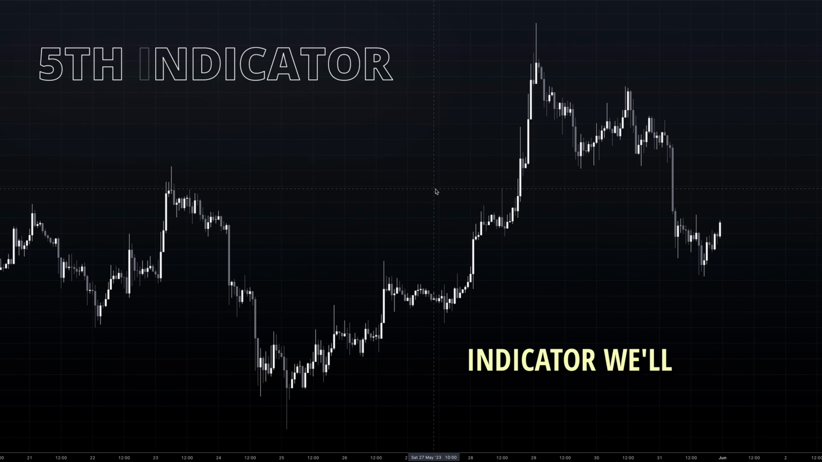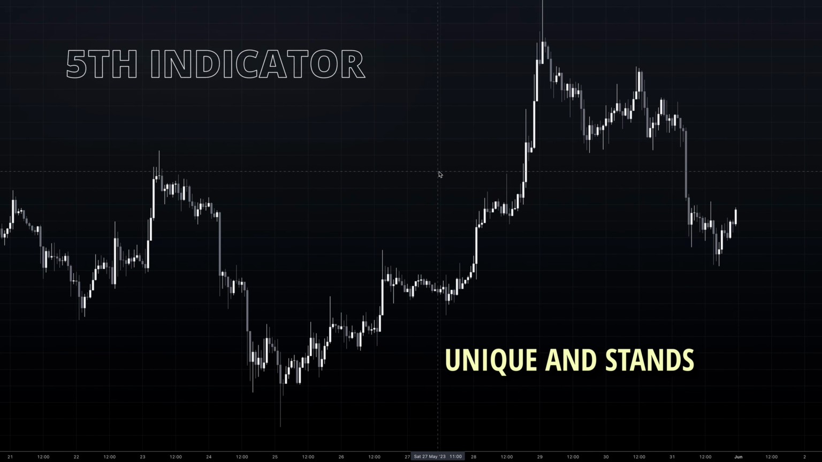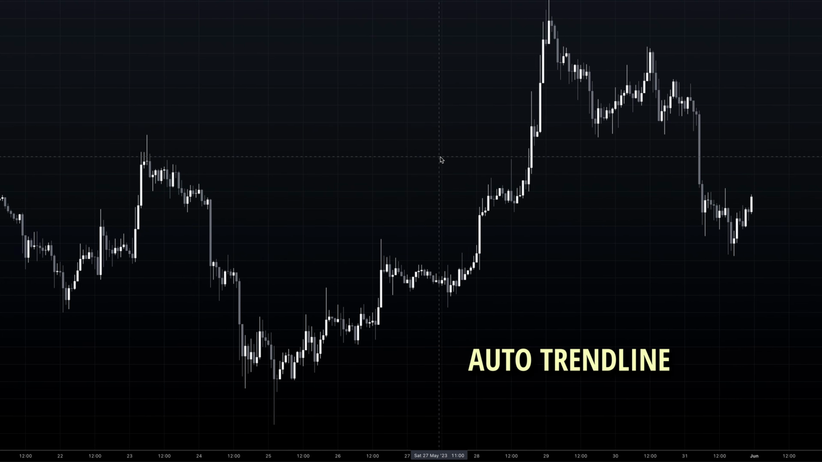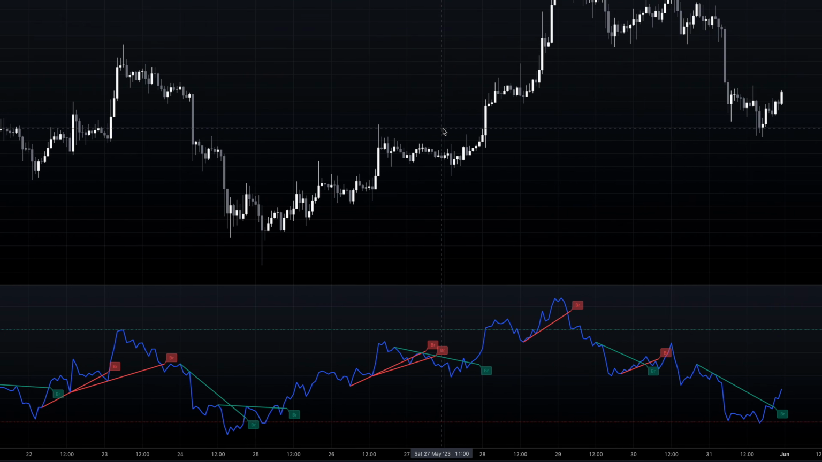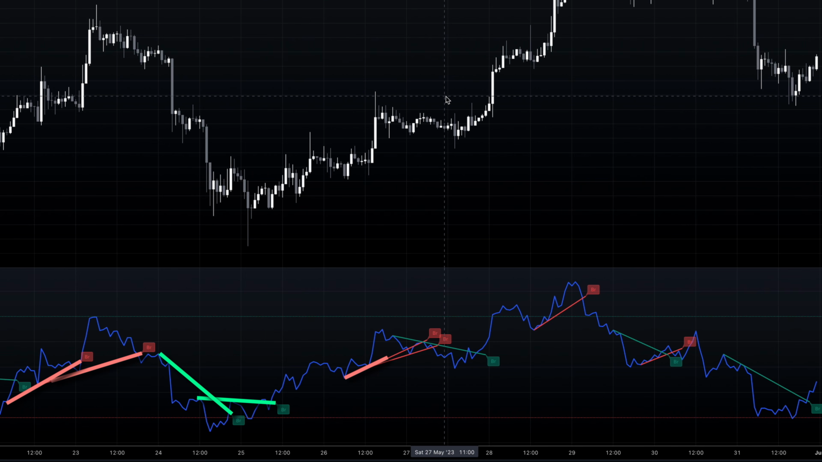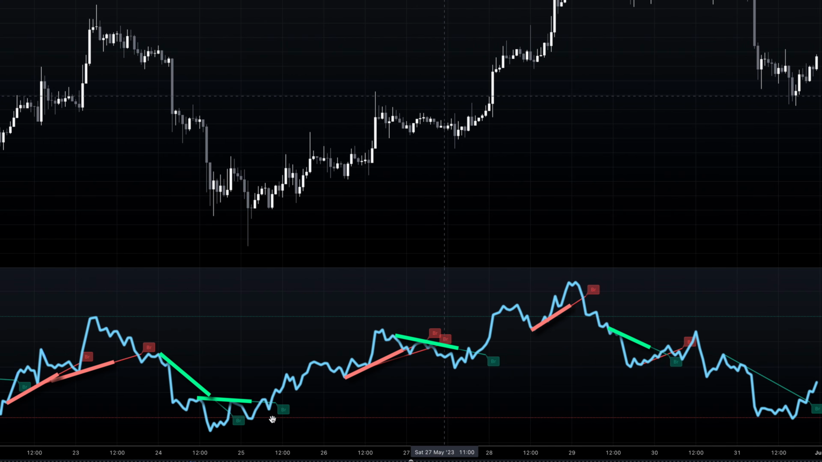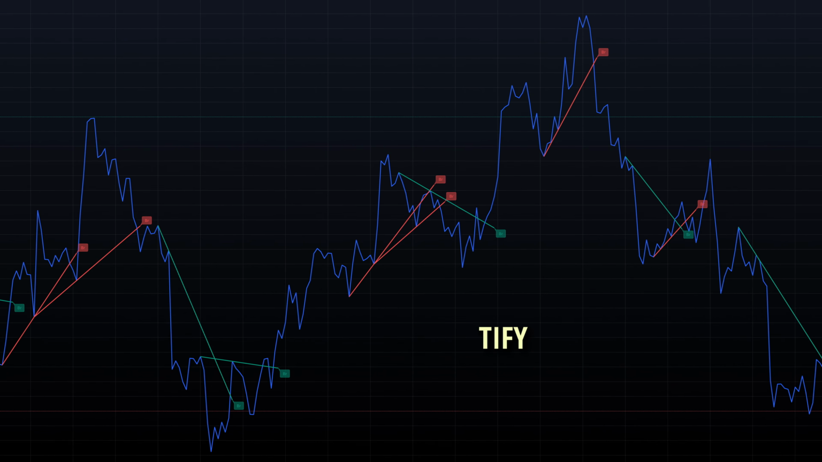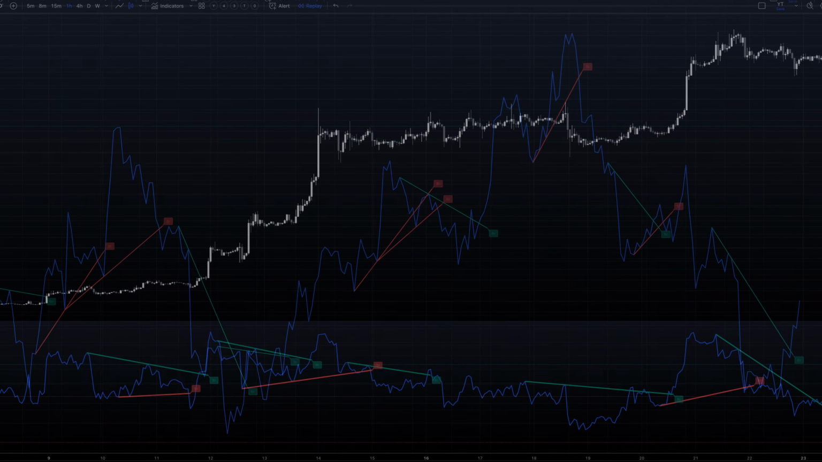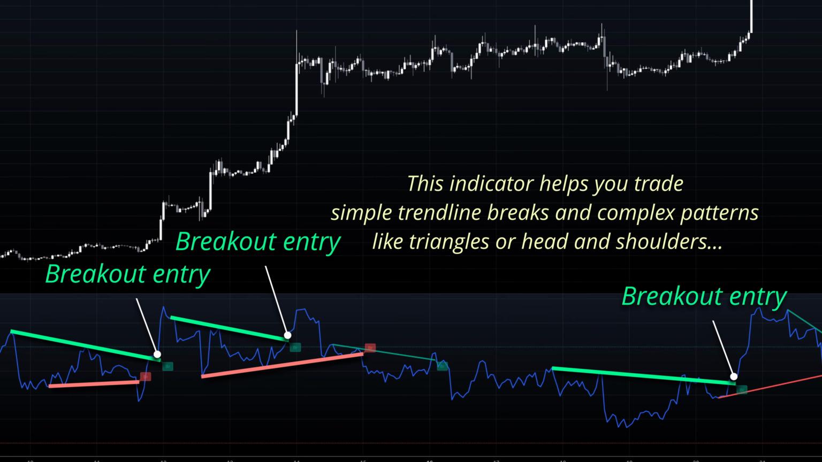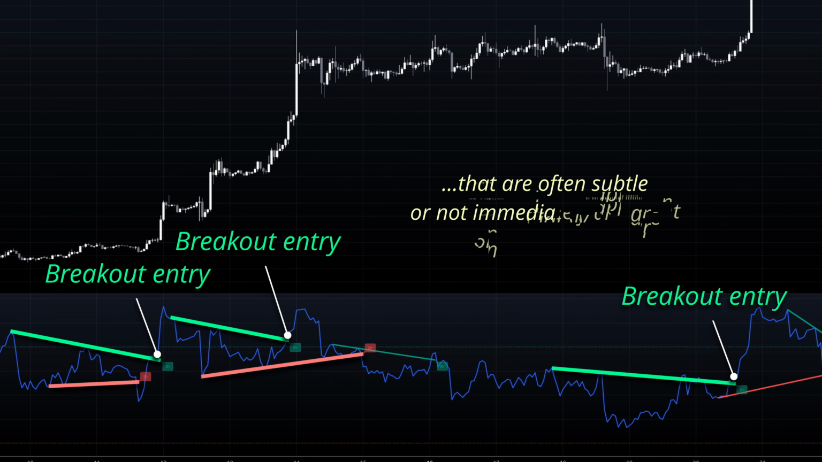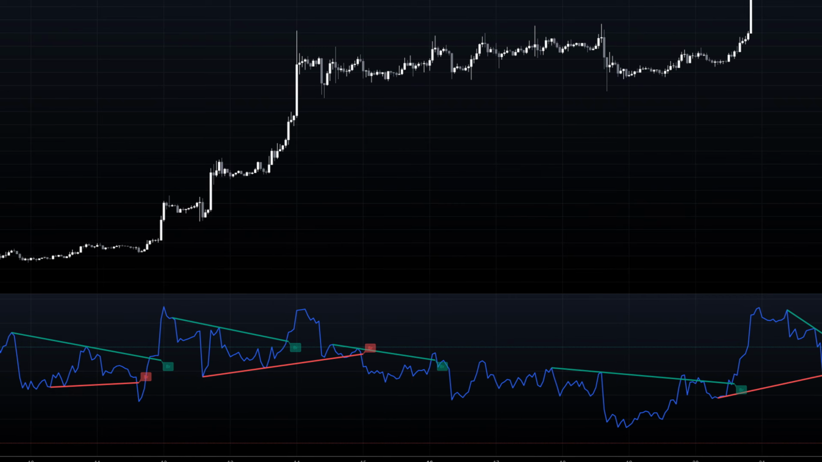The fifth and final indicator we'll cover today is unique and stands apart from traditional auto trendline indicators available on TradingView. Despite its unconventional approach, it proves highly effective in identifying valid trendline breaks, confirmed by the RSI. This indicator is designed to help traders identify potential breakout points using pivot-based trend lines on the relative strength index, similar to the way trend lines are used on price charts. Applying them to the RSI can provide valuable insights into market direction and momentum.